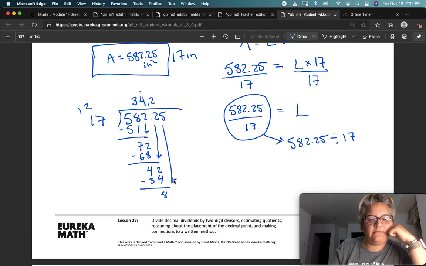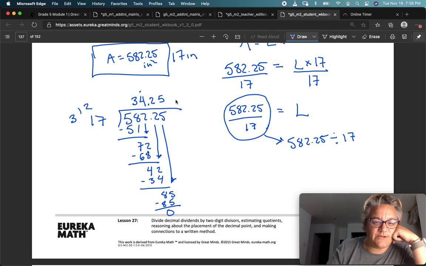And 5. Let's see, 17 into 85. Definitely 4 times, but maybe 5 times. Let's try that. 5 times 7 is 35. Carry the 3. 5, 6, 7, 8. There it is. Okay, so inches.